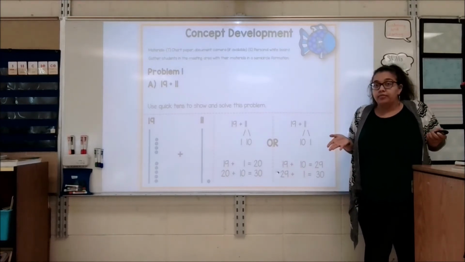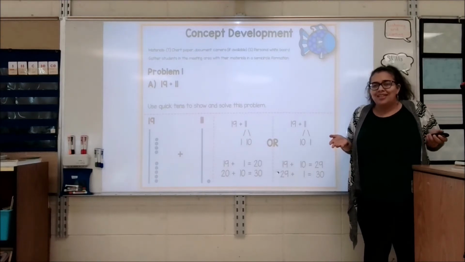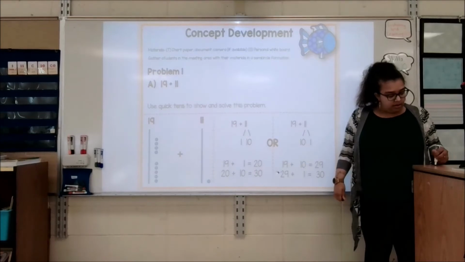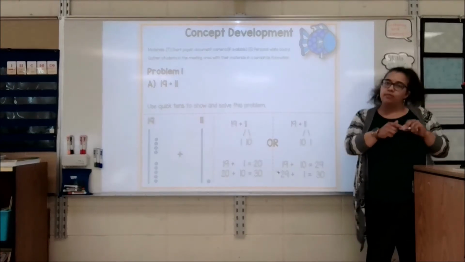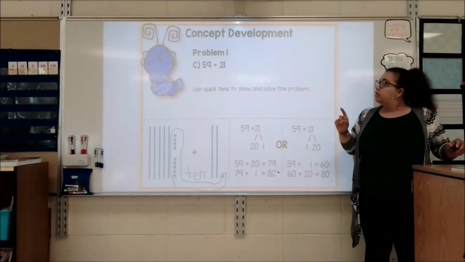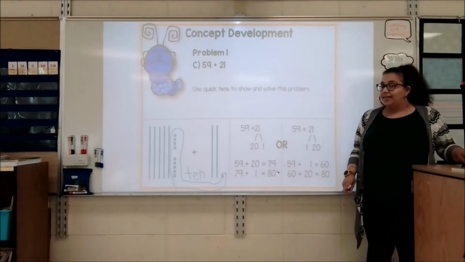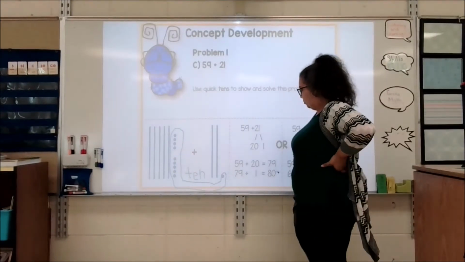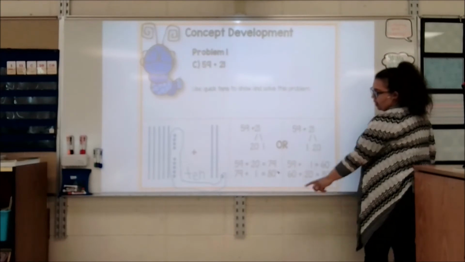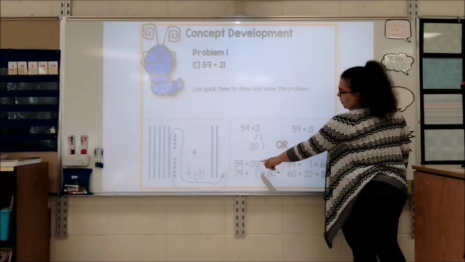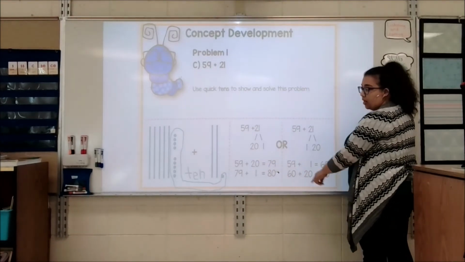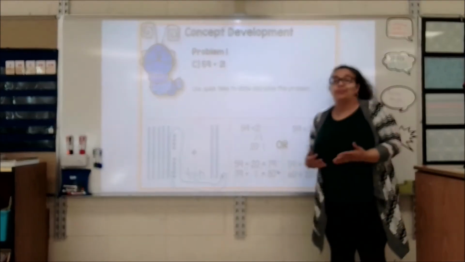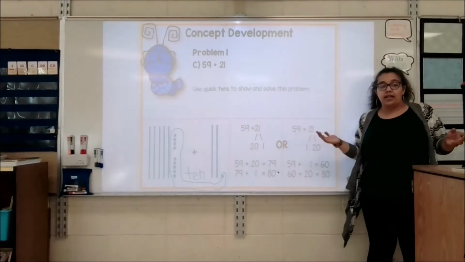Do they both work? Yes. Do they give us the same answer? Yes. Good. So, let's do some together. The difference with this model is that we created a group of 10. Same rules apply. 59 plus 21: 59 and 20 is 79, 79 and 1 is 80. Or 59 and 1 is 60, 60 and 20 is 80. Just depends which way you like to move them better.